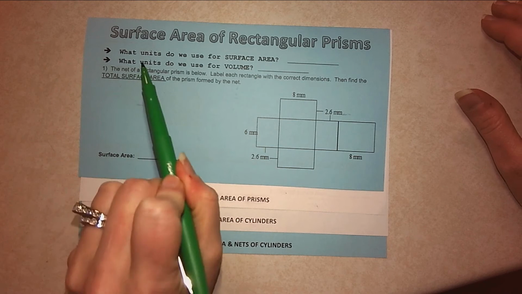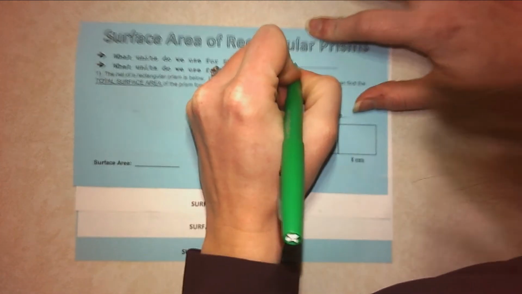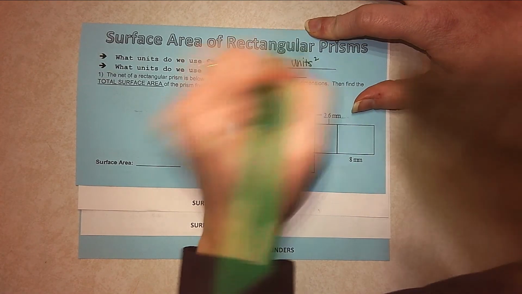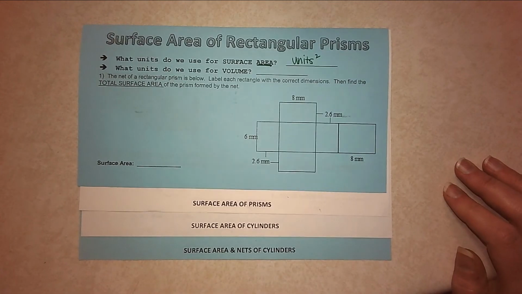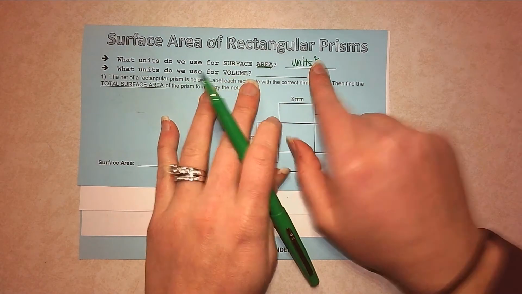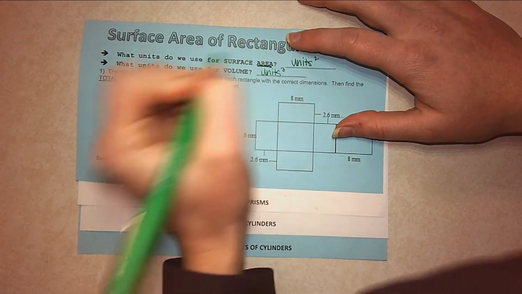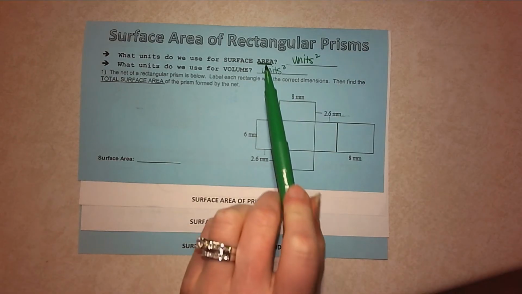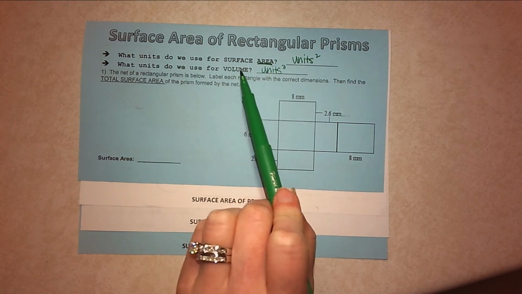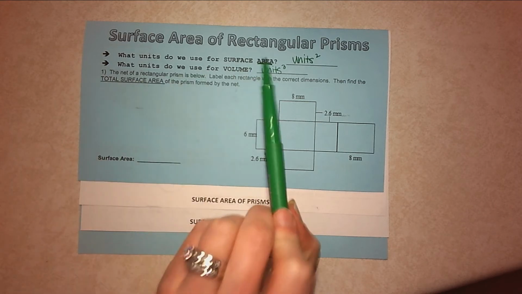So the first question asks, what units do we use for surface area? Well, surface area is an area, so we always are going to use units squared. Area squared is how I remember that silly little saying, area squared. Whenever we're talking about area, our units will be squared. And then what units do we use for volume? We talked about volume last time we were together, units cubed. So area and volume are both easy to get mixed up. It's easy to confuse the two, so make sure that you are thinking about which one you're trying to find and reading questions carefully when it asks you to find surface area or volume.